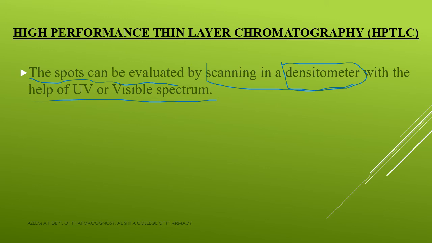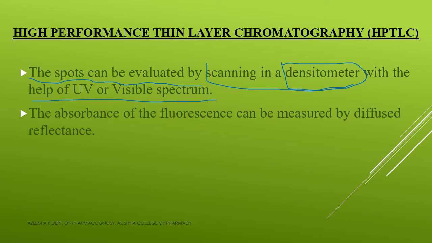So the spots present in the plate can be evaluated by scanning in a densitometer with the help of either UV or visible spectrum. So that is how the spots present in the pre-coated plates of HPTLC can be visualized. Clear? So the spots can be evaluated by scanning in a densitometer with the help of either UV or visible spectrum. Clear? Now the absorbance of fluorescence can be measured by diffused reflectance.